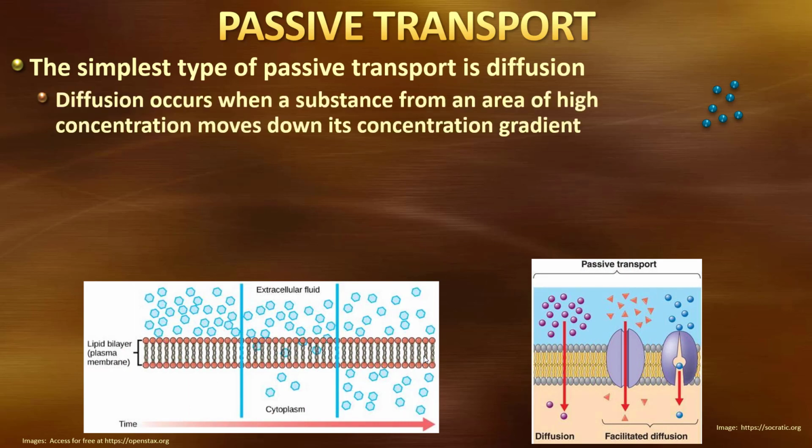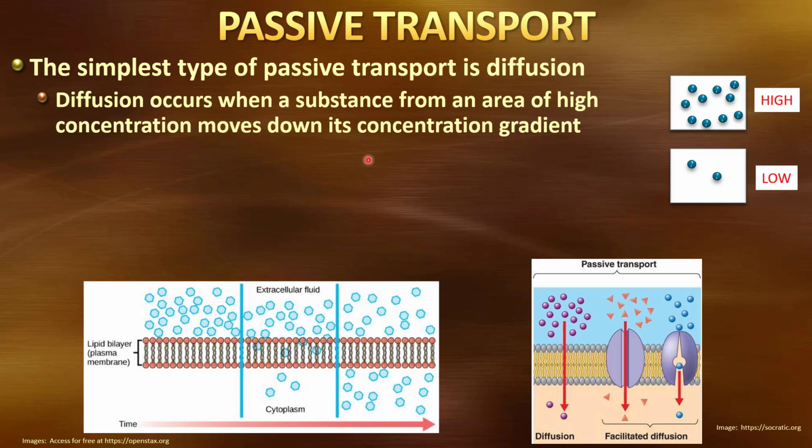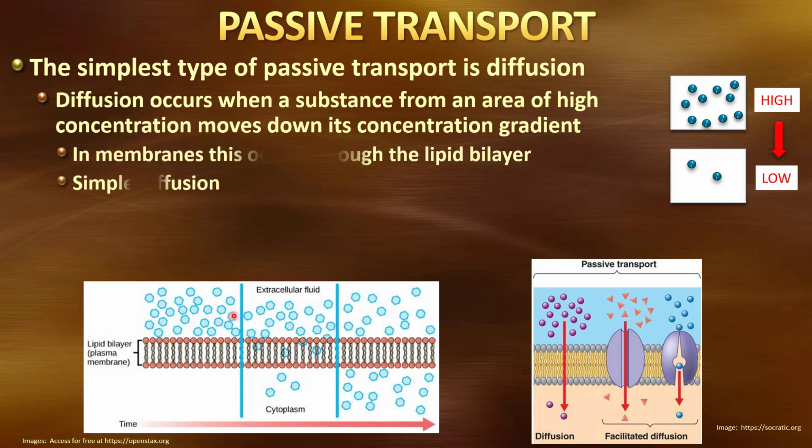In diffusion, molecules will move from an area of high concentration to an area of lower concentration. That is called moving down the concentration gradient. This figure shows that where we are going from a high concentration to a low concentration, going down this gradient. Substances want to move in that direction, so it doesn't really require energy to do that unless there's some barrier preventing them from moving. In membranes, this movement will typically occur through this lipid bilayer.